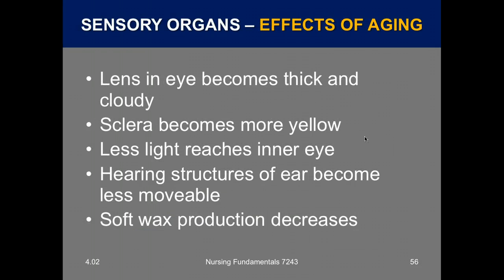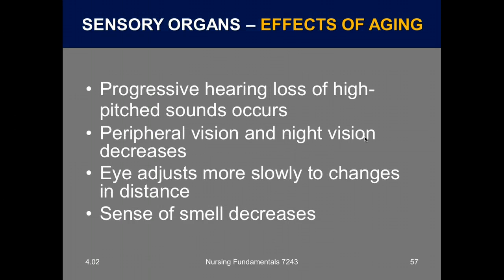Some of the effects of aging on the sensory organs: the lenses in the eyes become thick and cloudy. The sclera becomes more yellow. Less light reaches the inner eye, which decreases our ability to see. Hearing structures of the ear become less movable. And we also have soft wax production, which decreases. Progressive hearing loss of high-pitched sounds happens as we age.